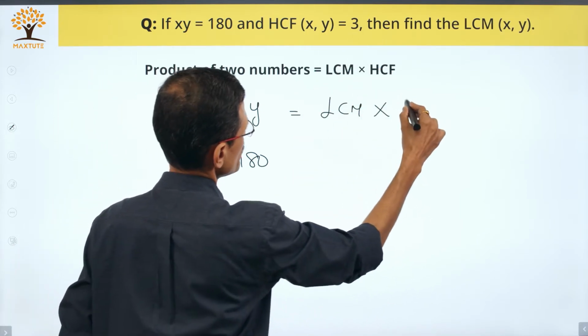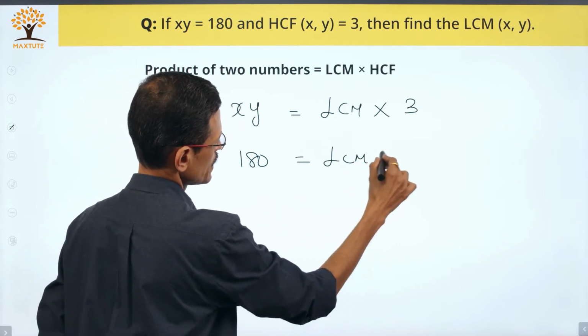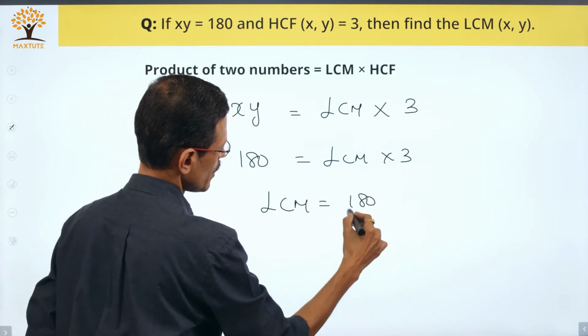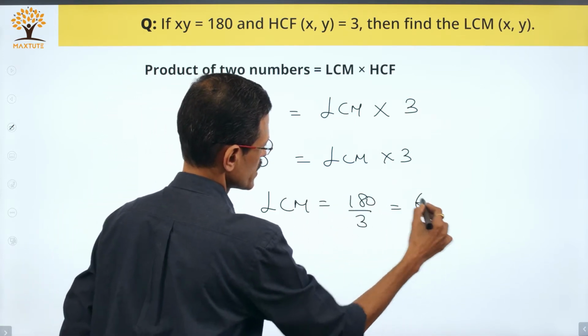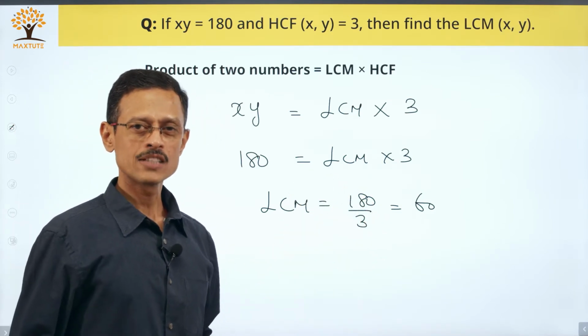The HCF of these two numbers is given to be equal to 3. So 180 is equal to LCM times 3, which means LCM is equal to 180 upon 3, which is equal to 60, right? So it should probably take you half a minute, 45 seconds to get to the answer. Let's move on to the second part.